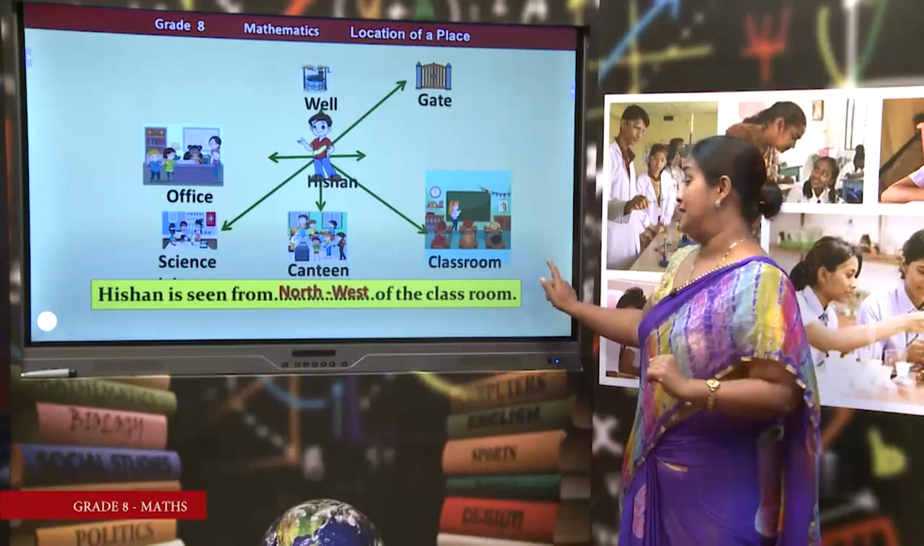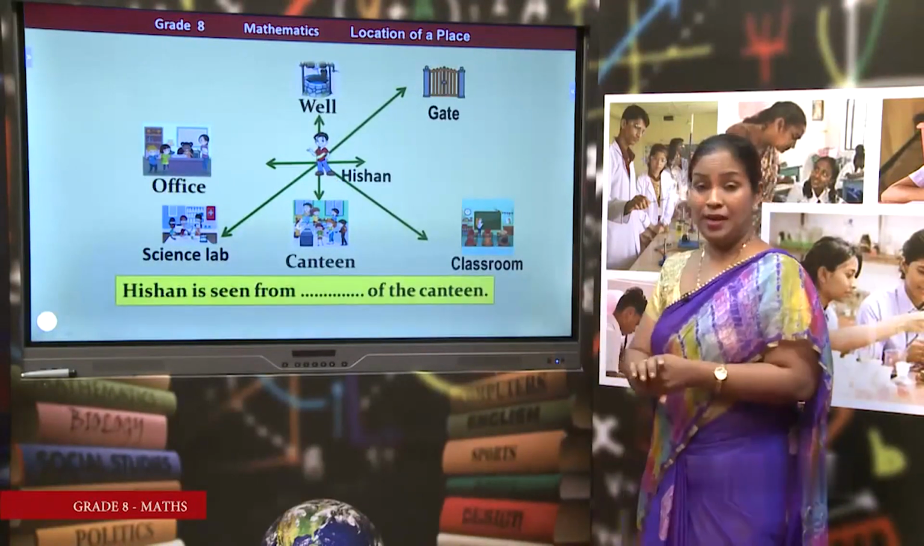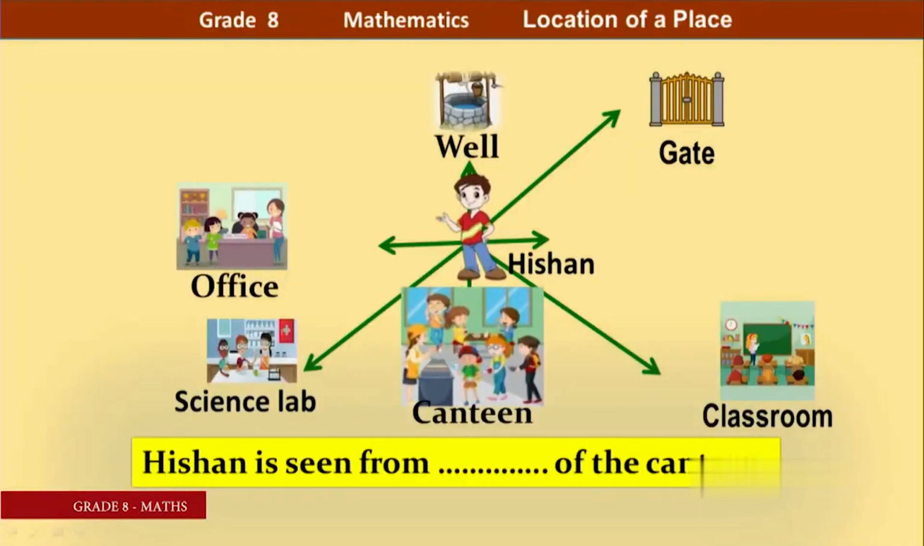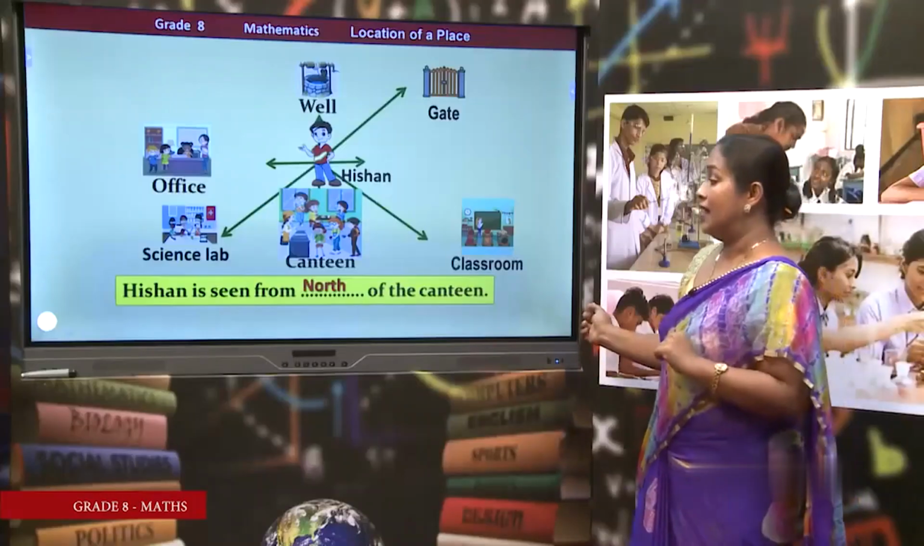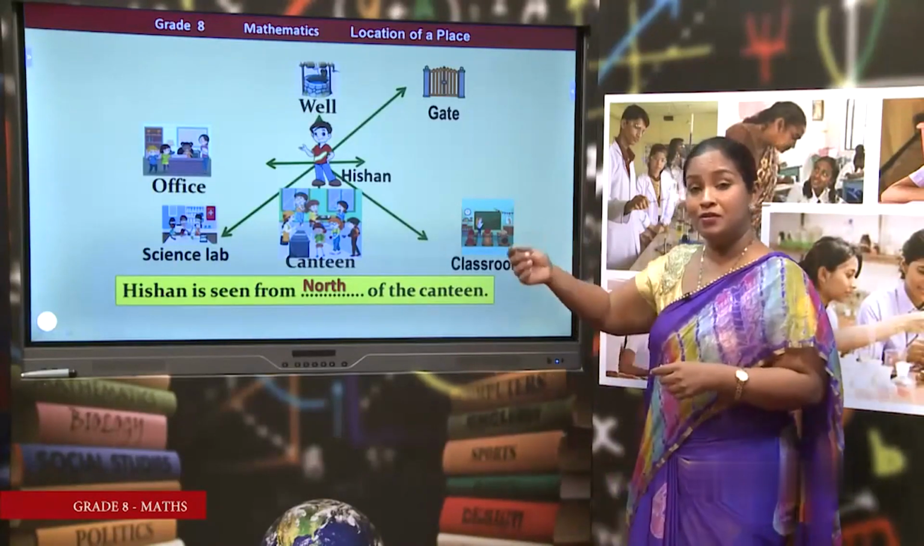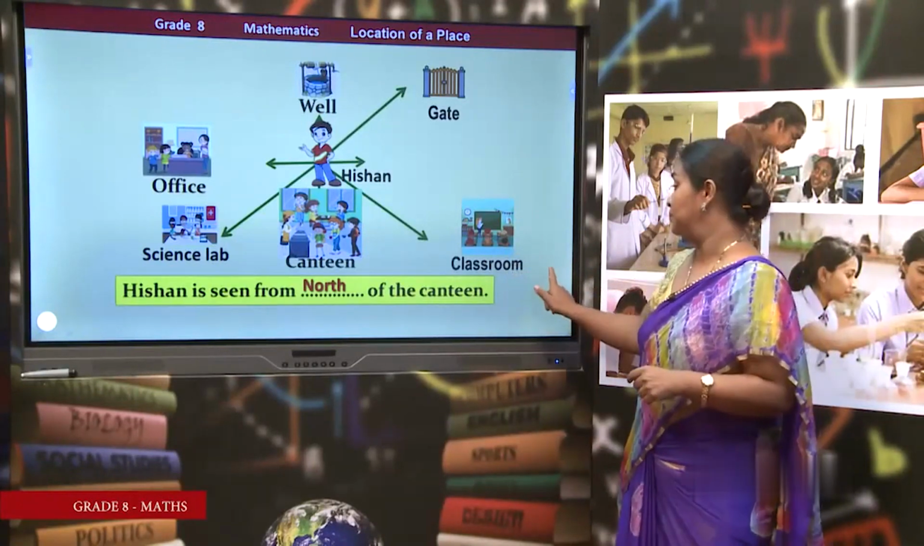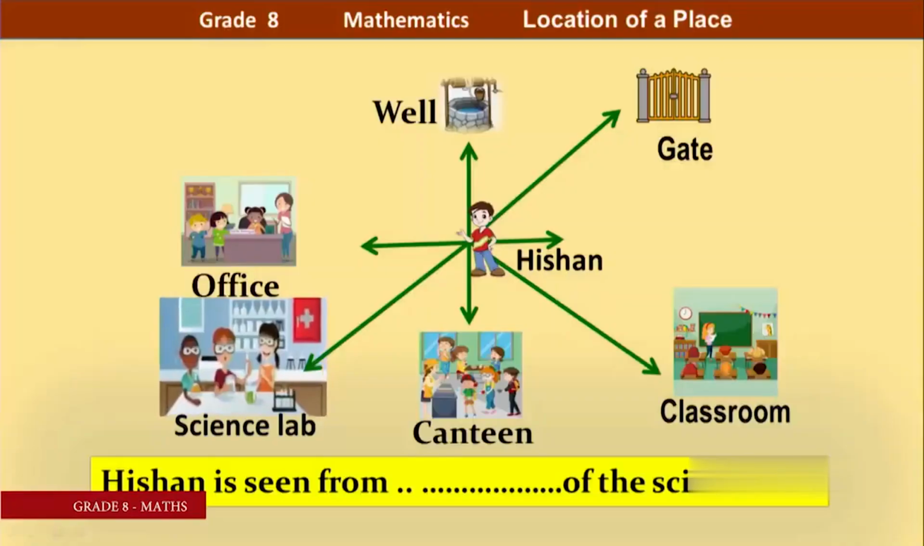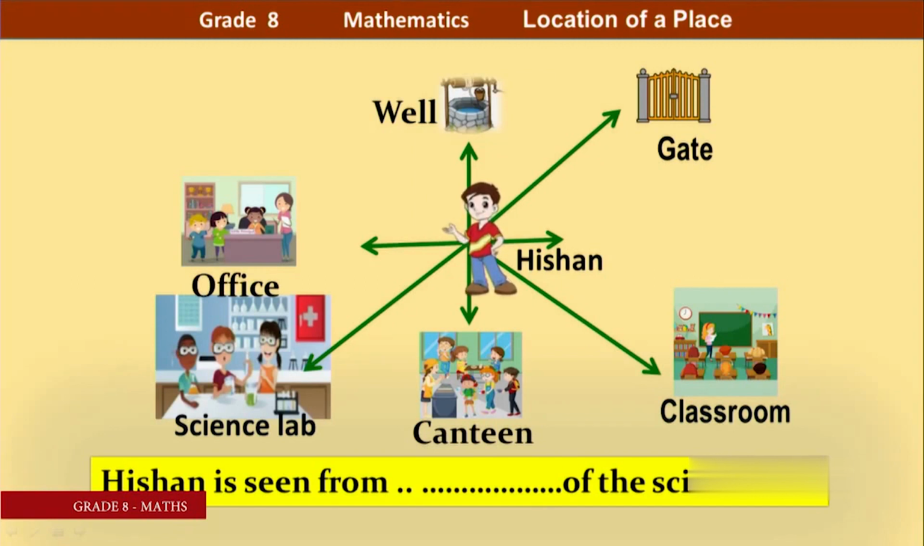Next, you are at the canteen. Now, look at Hishan from the canteen. Hishan is seen from which direction? North of the canteen. Next, you have to move to which place? You have to go to the science lab. Now you are at the science lab. You are looking at Hishan. Yes, Hishan is seen from which direction? It is northeast of the science lab.